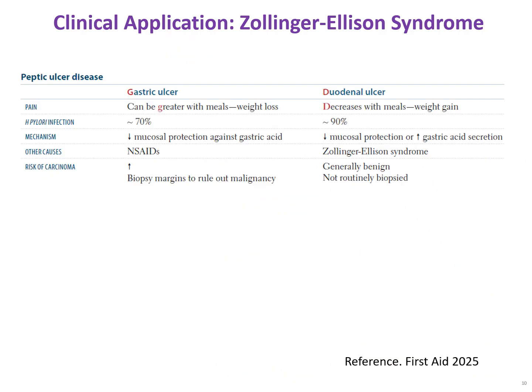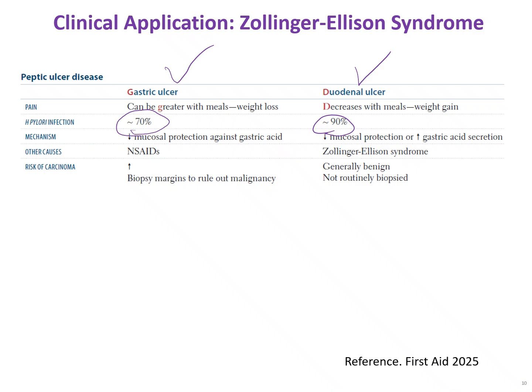So when you compare gastric ulcers and duodenal ulcers, most of the time with H. pylori infection, you can see 70% in gastric, here 90% in duodenal. So that's the first thing you have to differentiate. So you have to check for H. pylori infection, right? Then the mechanism.